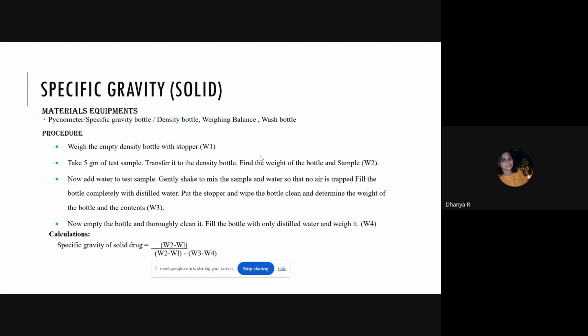Now empty the bottle and thoroughly clean it and fill the bottle with only distilled water and weigh it. अच्छे से पिक्नोमीटर को धो के उसमें डिस्टिल्ड वाटर लेके उसको आपको भरना है। एंड स्पेसिफिक ग्रेविटी आप जैसे मैंने पहले कहा है, it is a relative measure relative to the weight of the water. तो जो सैंपल है उसके वेट W2 minus W1 by W2 minus W1 the whole minus W3 minus W4 is the equation.